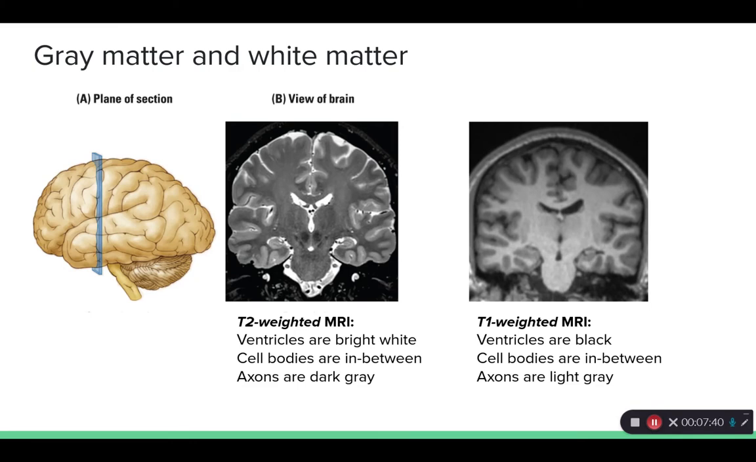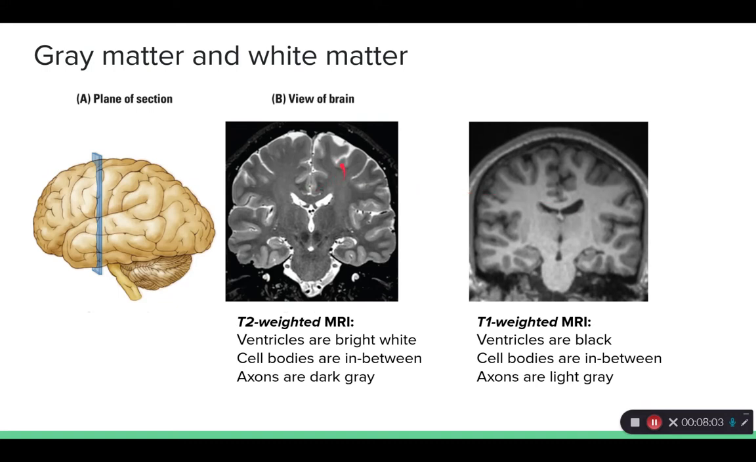So first of all, we can identify the ventricles in both of these MRI sections here. And what you notice is that in the T2 weighted MRI, the ventricles, remember ventricles are these fluid-filled spaces, are bright white, whereas they're dark black in T1 weighted images.